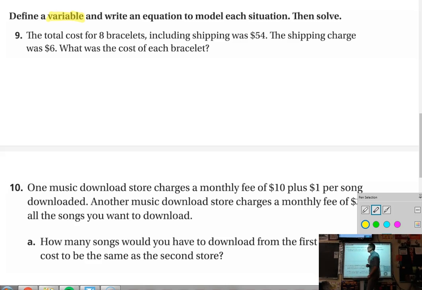So I'm going to look for variables and highlight them in yellow. The total cost for 8 bracelets, including shipping, was $54. Shipping charge was $6. Well, what was the cost of each bracelet? So here's what I don't know, is the cost of each bracelet.